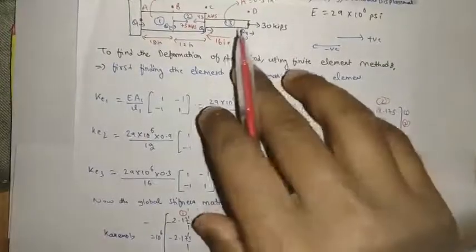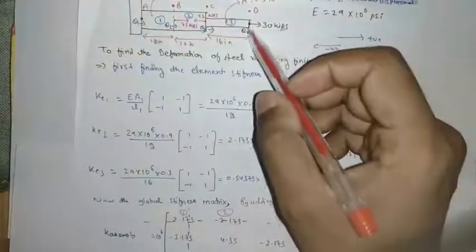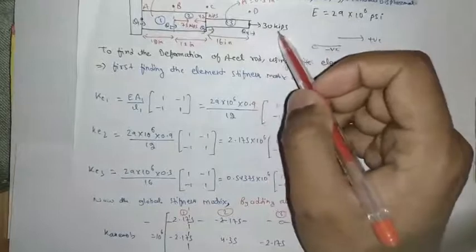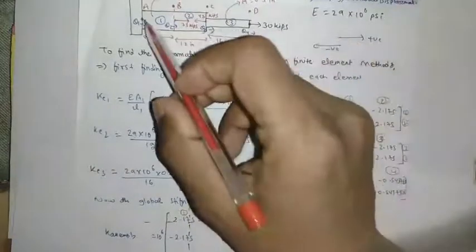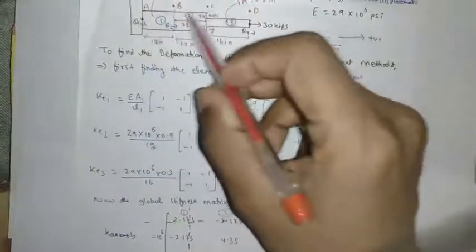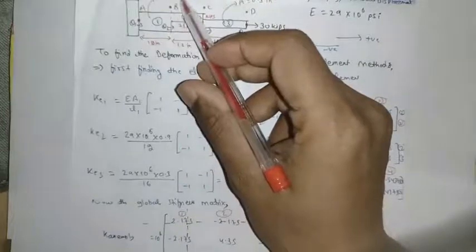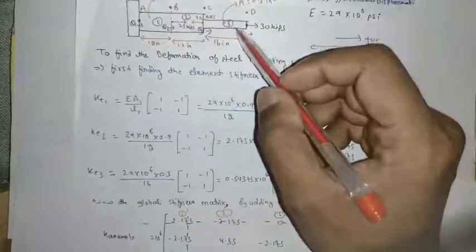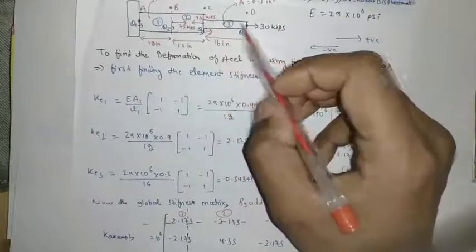So guys, in this question we have to find the total deformation of a steel rod using the finite element method. So this is the steel rod. At this node a 30 kips force is introduced, and we have two rod sections of different cross-sectional area: A1 of 0.1 inch square, and A2 of 0.3 inch square. So here the load is acting at this point and this point and this point.